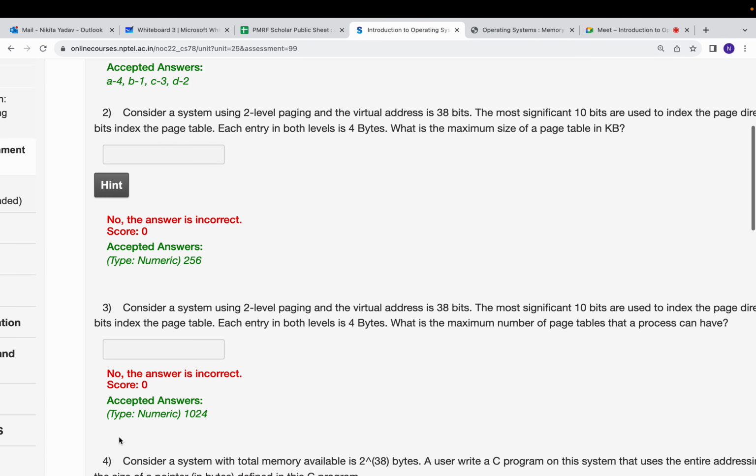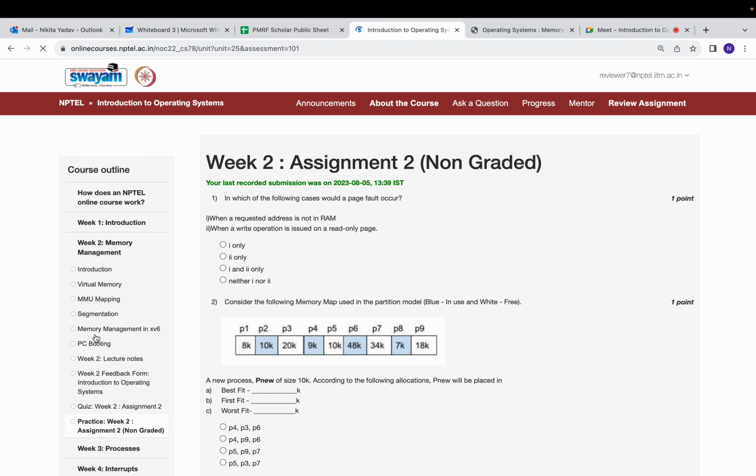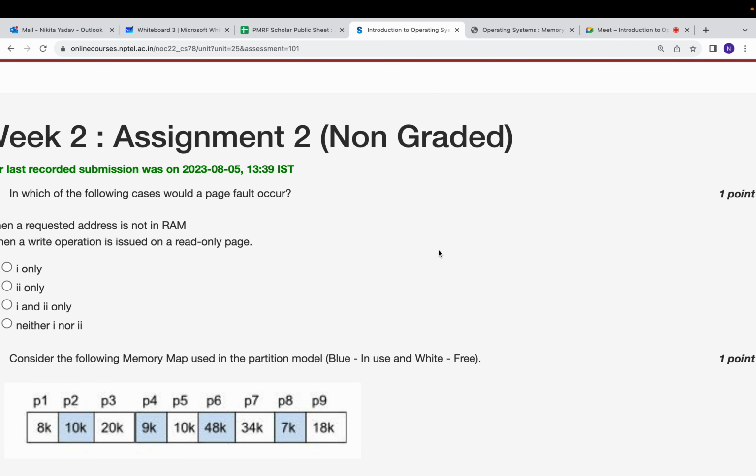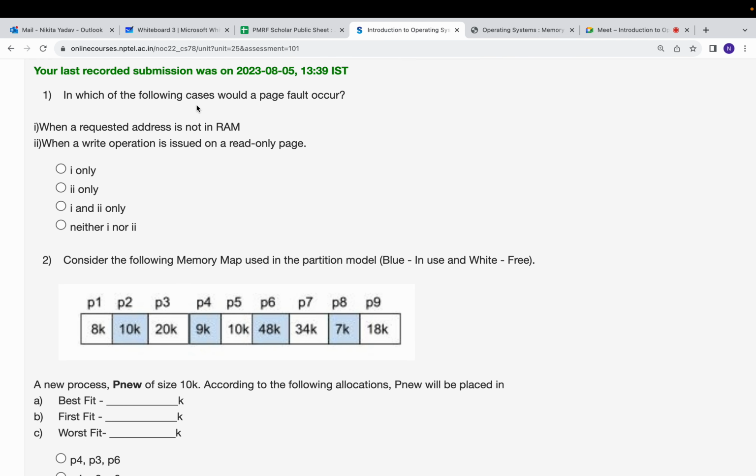Now let's look at another set of problems. In which of the following cases would a page fault occur? When a requested address is not in RAM.